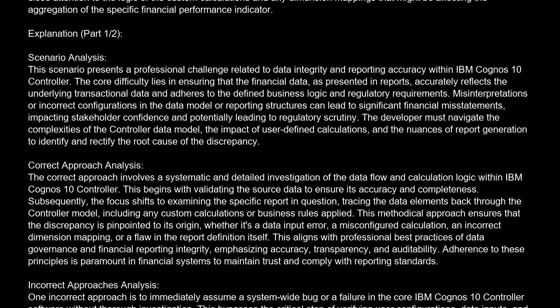Incorrect approaches analysis. One incorrect approach is to immediately assume a system-wide bug or a failure in the core IBM Cognos 10 Controller software without thorough investigation. This bypasses the critical step of verifying user configurations, data inputs, and report definitions, which are far more common sources of reporting discrepancies. Such an assumption can lead to unnecessary escalations, wasted resources, and a failure to address the actual problem, potentially resulting in continued inaccurate reporting.